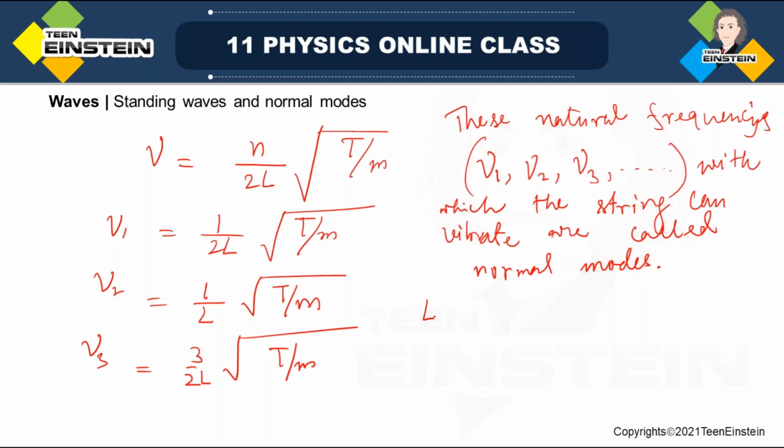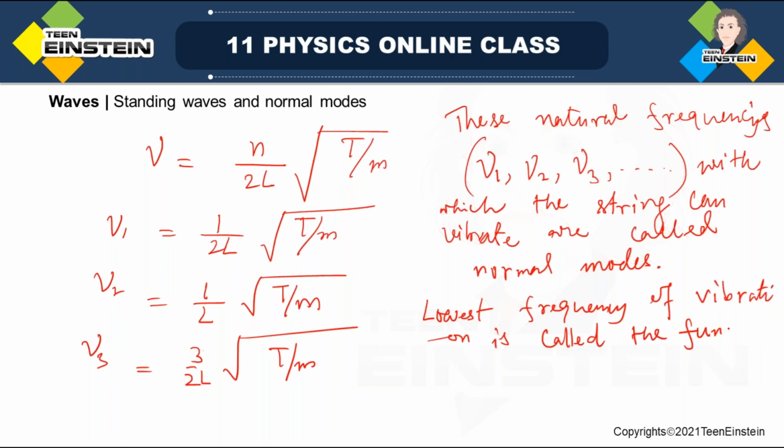And the first, or the lowest, frequency of vibration of the string is called the fundamental mode or fundamental note. All the frequencies together are called a series of notes. So the lowest frequency, nu1, is called the fundamental note, or fundamental mode of vibration.